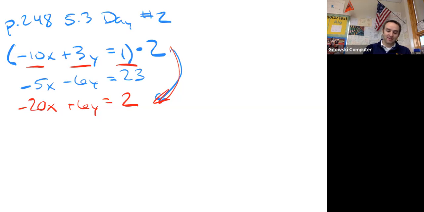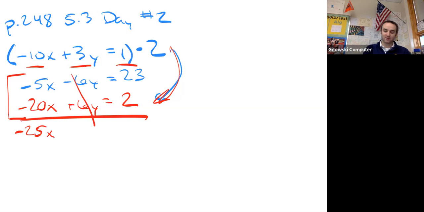So we've got these two as my system now. So now I can do what I did yesterday. Right? Add straight down. That's going to give me negative 25x. Those are going to cancel, is equal to 25. So now I can deal with a nice easy question like we did yesterday. It's just that one extra step. That's what we're looking at today. All right, that one extra step.